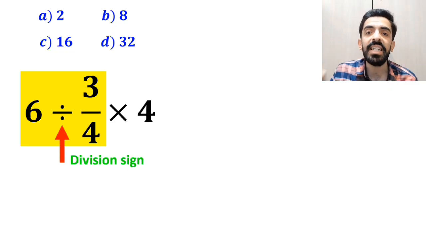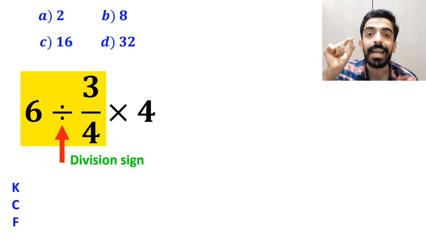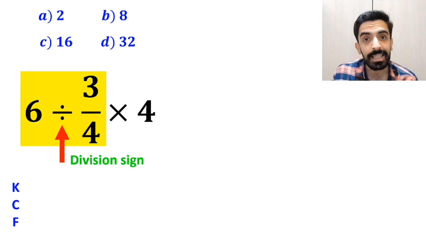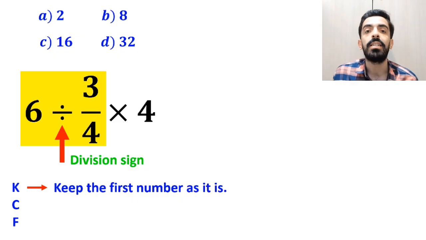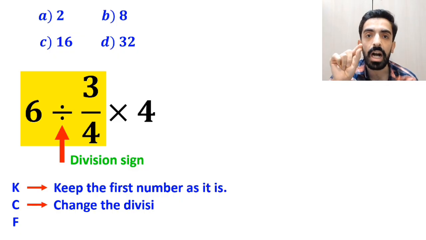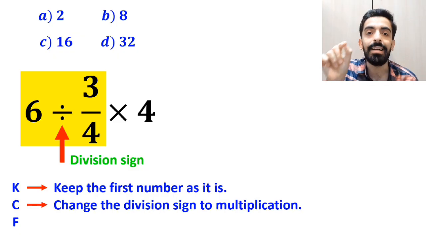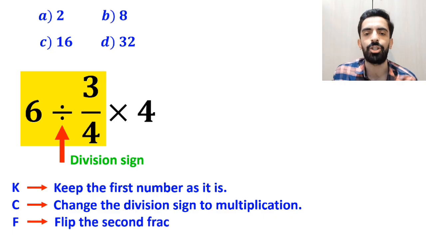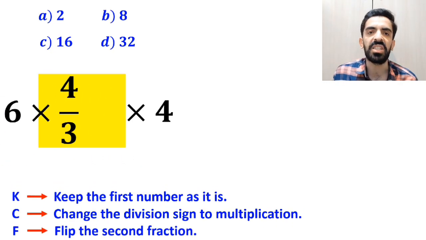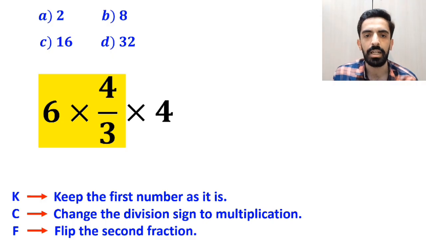Okay, whenever we see a division sign between two terms, the best thing to do is to apply the KCF rule. In this rule, K stands for keep the first number as it is, C stands for change the division sign to multiplication, and F stands for flip the second fraction. So, we remove the highlighted part and replace it with 6 times 4 over 3.